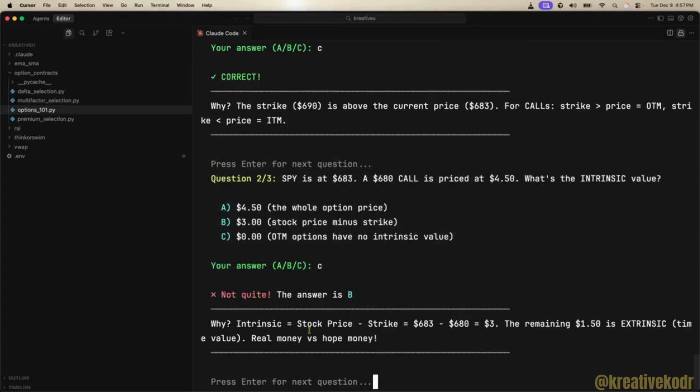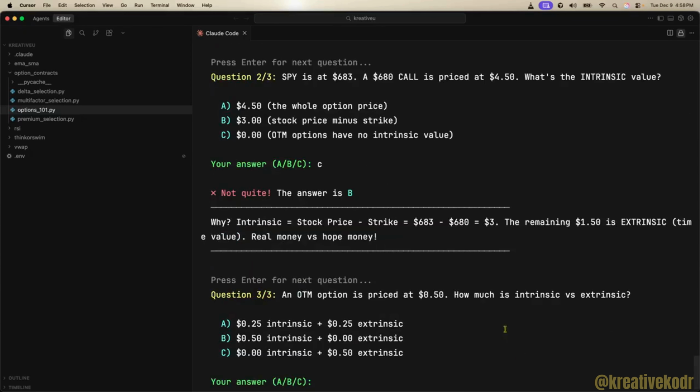Why? Intrinsic value equals the stock price minus the strike price, right? So 683 minus the 680 is $3. The option is priced at 450. So $450 minus the $300 is 150, right? So the $3 is the intrinsic value. The remaining 150 is the extrinsic value, right? This is the hopes and dreams. So does that make sense? All right, beautiful. Let's keep going.